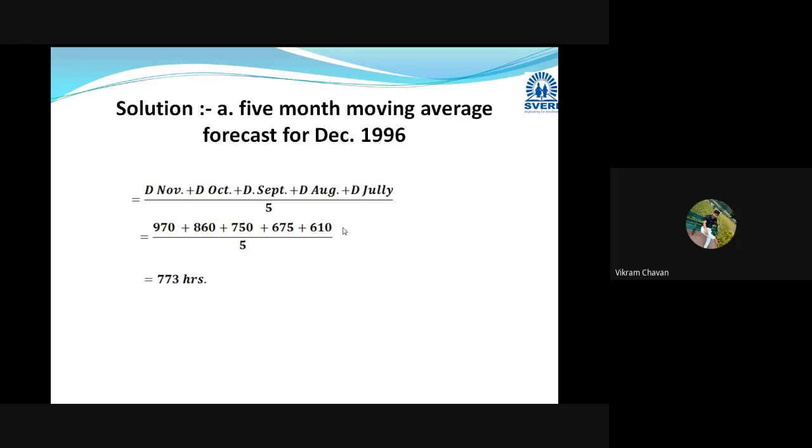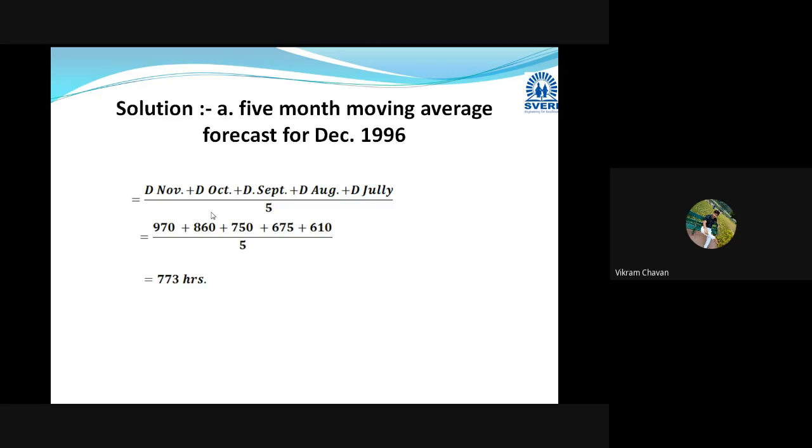we have to consider the latest 5 months. In case of a 5 month moving average, we have to consider the latest 5 months' data. So we have considered the demand for November, October, September, August, plus demand for July, divided by 5. So it is a simple moving average. So 1/5 weightage is provided to each month's demand.